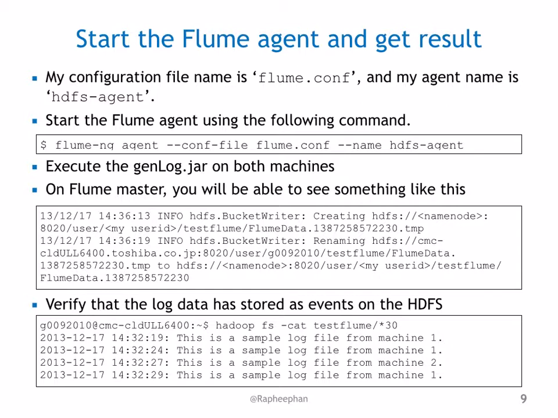When log data is sent from the machine to the Flume agent, a directory on the Hadoop cluster will be created automatically. Finally, on the HDFS, we get the result shown here on the slide. You can see that we got the log for machine 1 every 5 seconds as events. Also the log for machine 2.